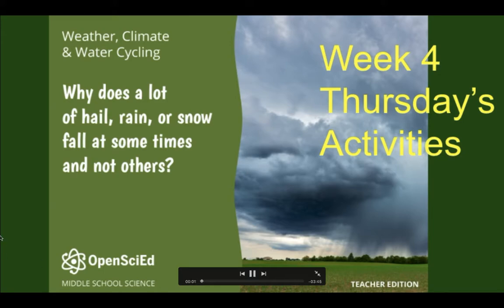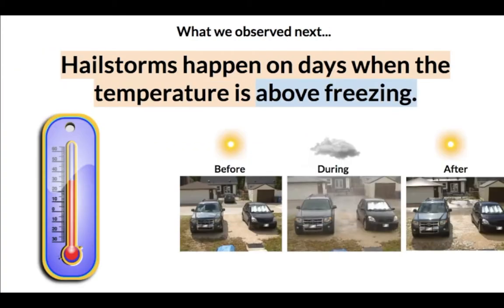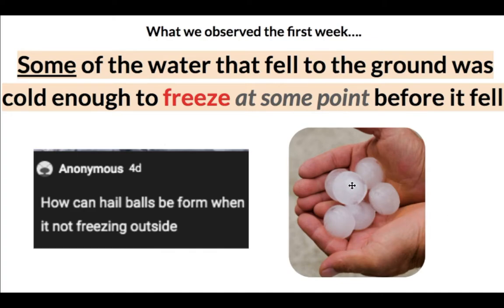Welcome back, Scarlett. Let's continue trying to answer the question, why does it hail? In the first week, you observed that during a hailstorm, some of the water gets cold enough to freeze. When we analyzed weather data, though, we saw that hailstorms happen on days when the temperature is above freezing, which is really weird because hail is made of ice.